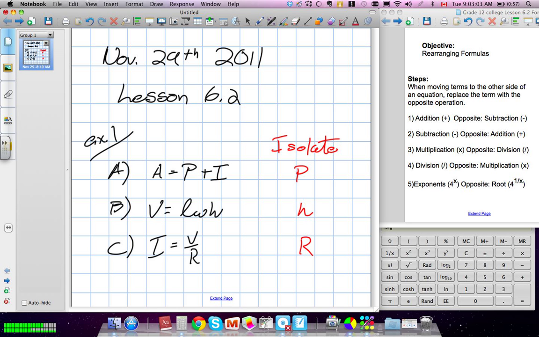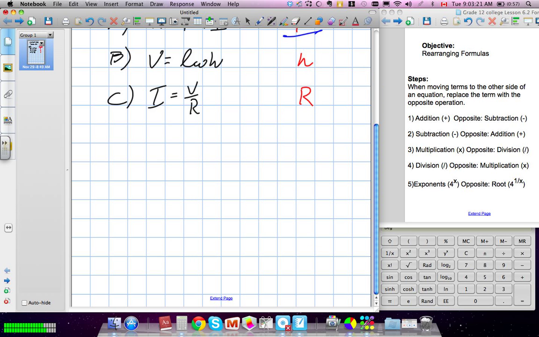Okay? The first formula is A's amount of dollars, and P is principal, and I is interest. So this is actually a formula we're going to talk about later. But what's important is we need to know how to isolate P. Okay? So we're going to move down. 1A, we have A equals P plus I. Separate. How do I do it?